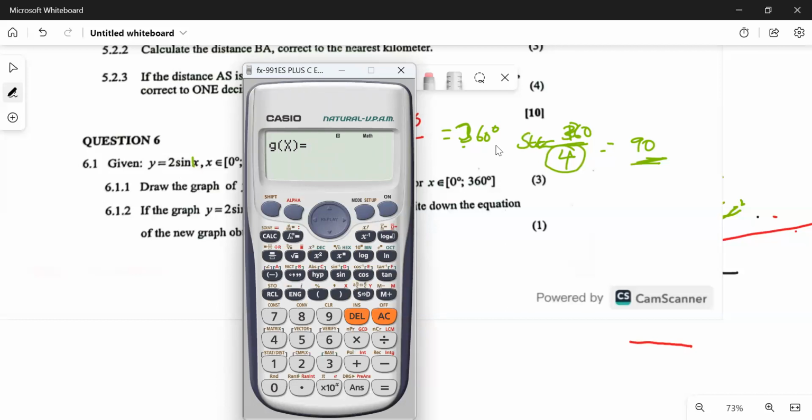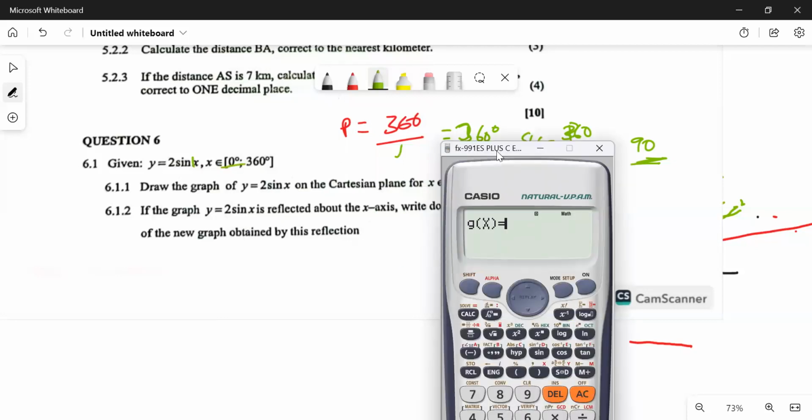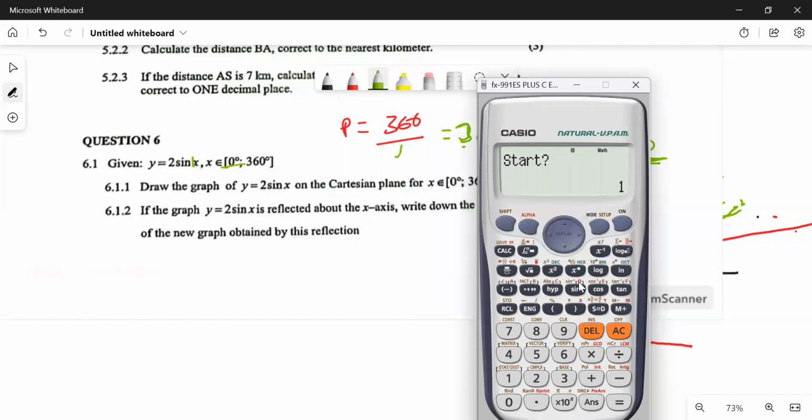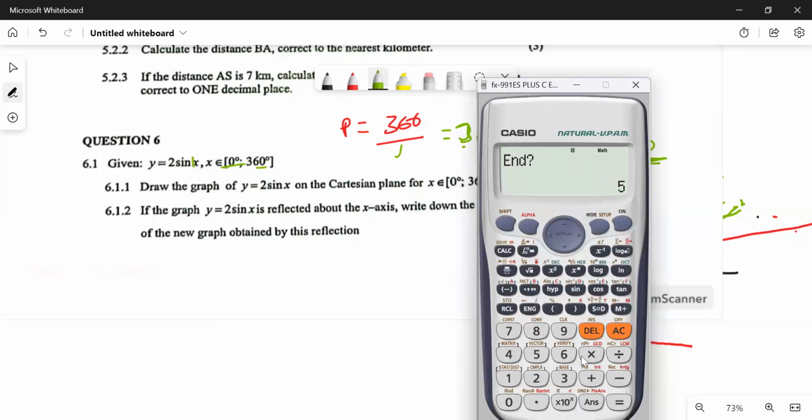Now, where do you want to start? Here, they told you where to start. Oh, it's g of x. We don't write anything on g of x. Where do you want to start? You start at 0. And then where do you want to end? You're going to end at 360.